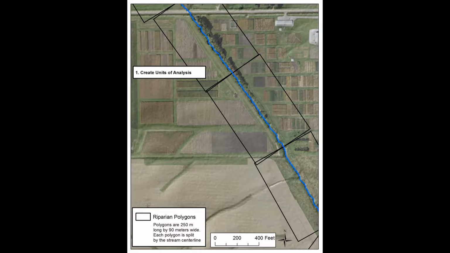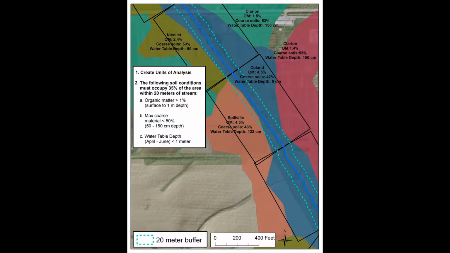So we have our WRAPs, our nice boxes that flow along the stream reach here with about 90 meters on either side, and they're all 250 meters long. We'll take those WRAPs and overlay them onto the gSSURGO raster, and we'll look for these soil conditions and see if they have been met. So 35% of that WRAP area within 20 meters of the stream must have at least 1% of organic matter, that it's only 1 meter depth or shallower. There has to be less than 50% coarse material between 50 and 100 meter and 150 centimeter depth.